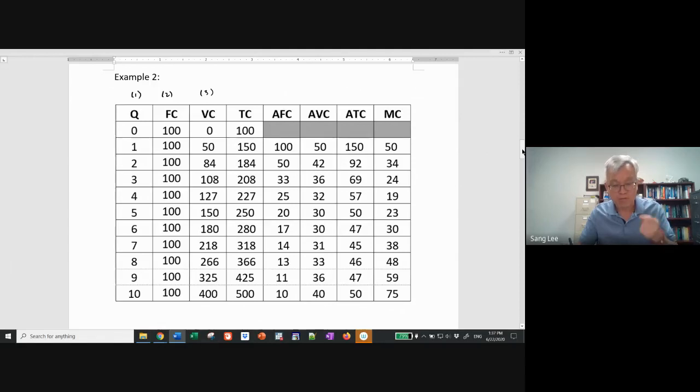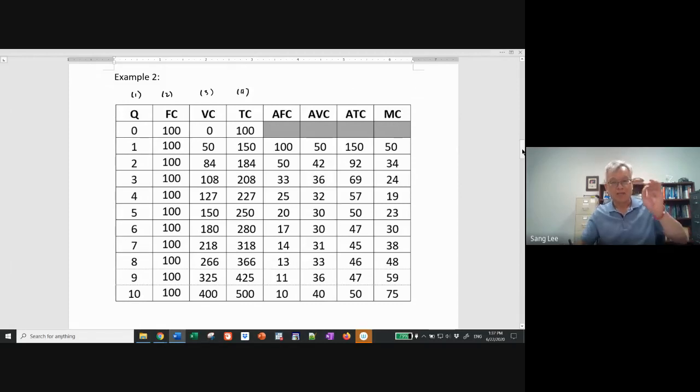So the more of a good you produce, then what? The greater is what? Variable cost. Can we confirm that here? Yes. As the output grows from 0 to 10, variable cost is also increasing. Now, total cost is simply fixed cost plus variable cost. We can confirm that. If you add up fixed cost and variable cost at each output level, that's exactly the total cost of production.